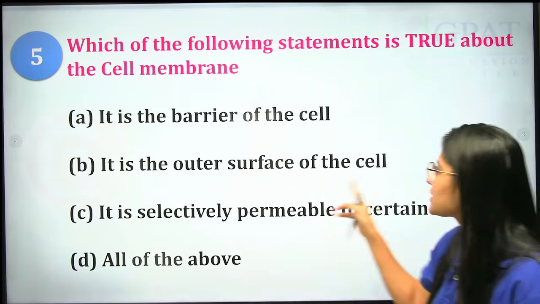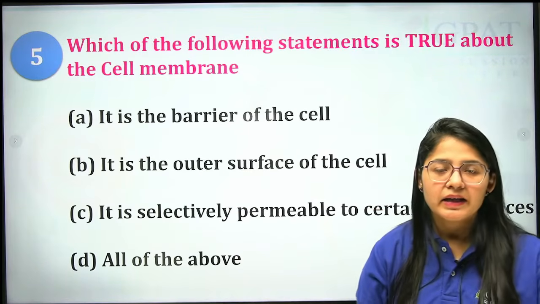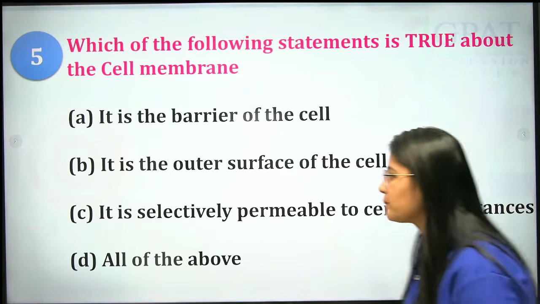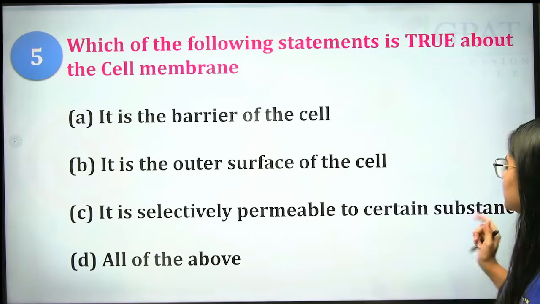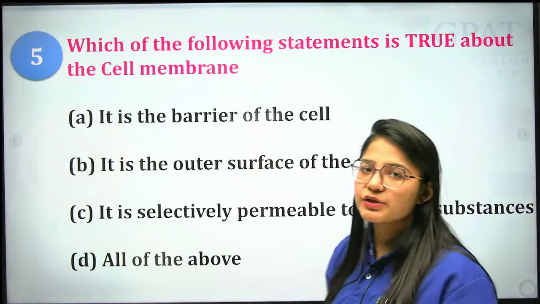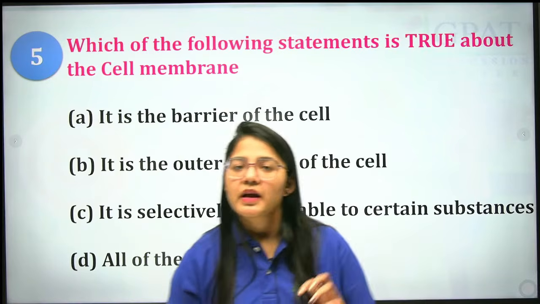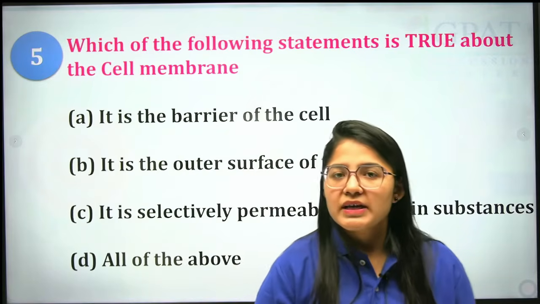It is the outer surface of the cell. This is also correct. This is the outermost layer of your cell. It is selectively permeable to certain substances. As you know, each and every cell goes through the process of transportation.